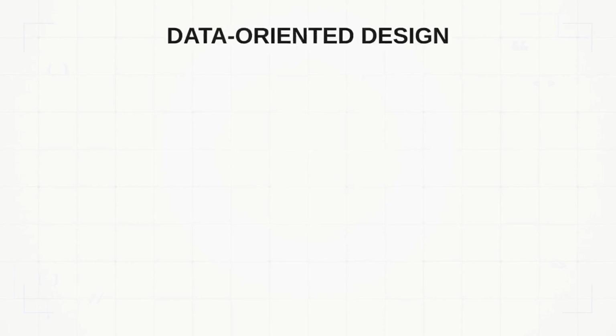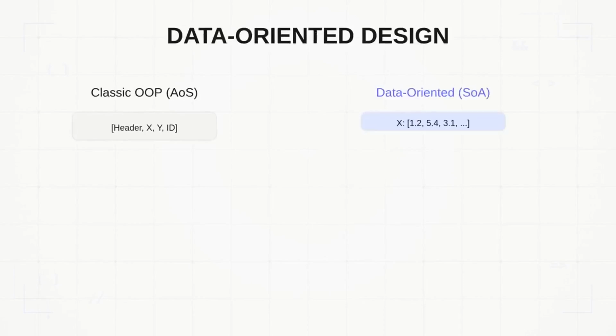The alternative is data-oriented design. Instead of thinking about things, like a player or a monster, we think about data. If we need to update the positions of 1,000 entities, we don't need their names, their inventory, or their AI state. We only need their x, y, and velocity values. In data-oriented design, we store these values in contiguous arrays. This is often called a struct of arrays approach. By stripping away the object wrappers and headers, we create a layout where every byte the CPU fetches is exactly what it needs for the current operation. This can lead to performance improvements of 10 times or even 100 times in compute-heavy loops.